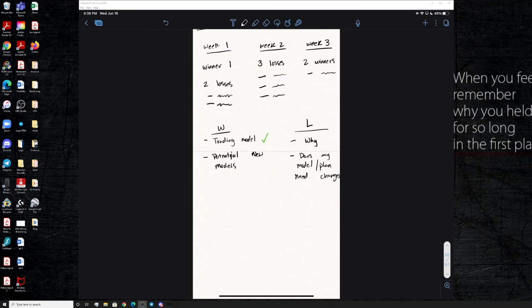Is my model consistent? Is it not consistent? Is my trading plan enough? Do I need to add more tools to my arsenal? And those are all questions that only you can answer. Those aren't questions that I can answer for you, because I don't see you trade every single day. I don't see you execute. I don't see you close your trades. I don't see you hit TP. I don't see you hit SL. So that's why you're solely responsible for making this work for you.